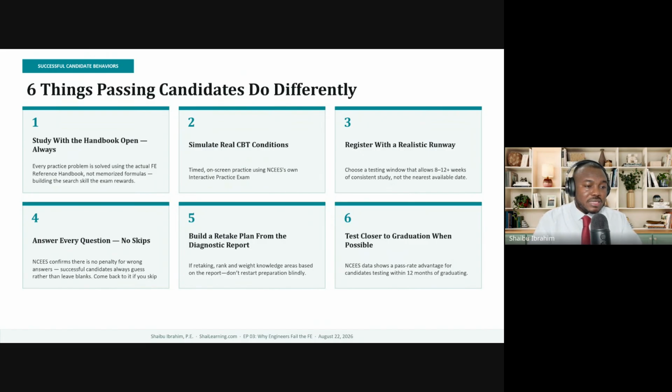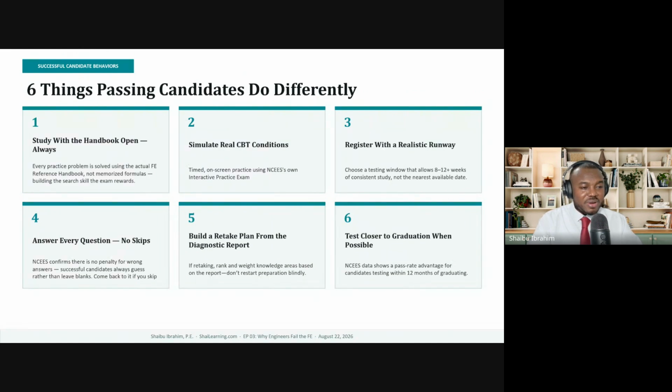Number 4 is answer every question without skipping. So this, without skipping, doesn't mean that you should stay at one question, trying to solve that question by all means before proceeding. There is no penalty for a wrong answer. If you answer a question under mathematics and you get it correct, that correct answer carries the same equal weight as answering a question under electromagnetics.